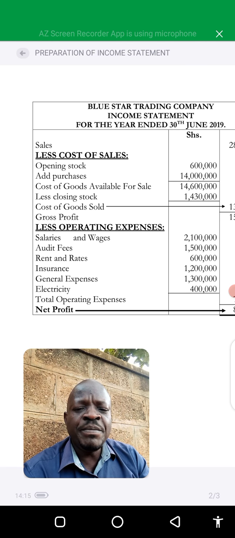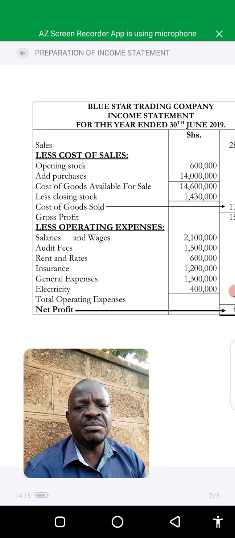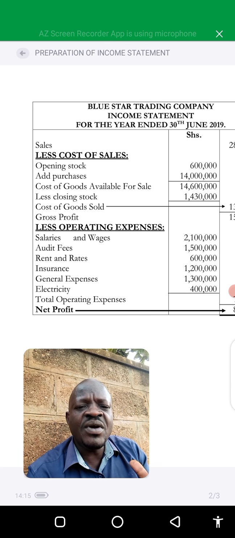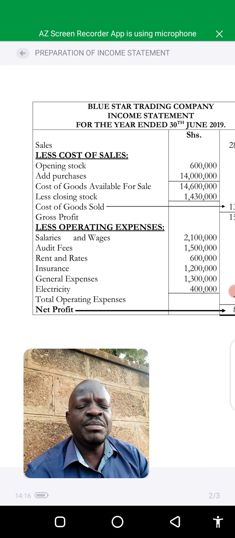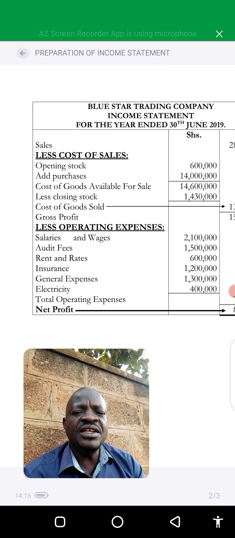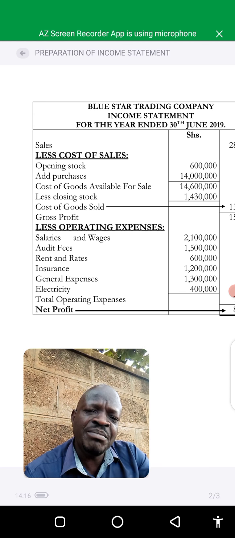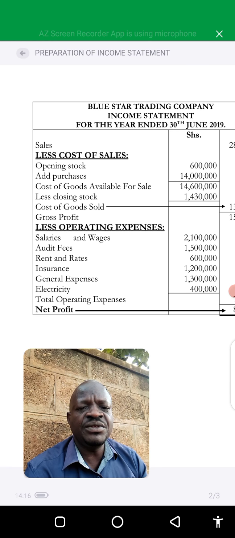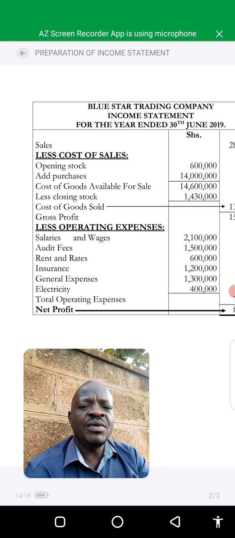From there we shall add on purchases. These are goods that you have bought and put in the business for you to sell and get a profit. Therefore, when we take opening stock, those goods you have in the business, and add on purchases, in this case 600,000 plus 14 million, we shall get 14,600,000. That is the cost of goods available for sale. That is the price of all goods you have in your business or in your store that you are going to sell in that particular period.